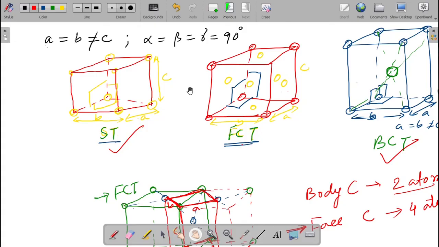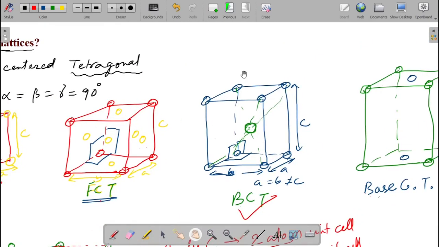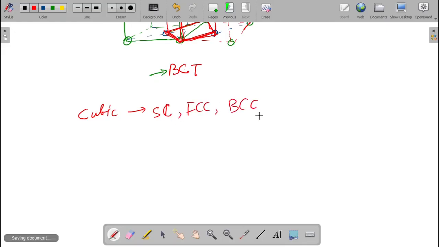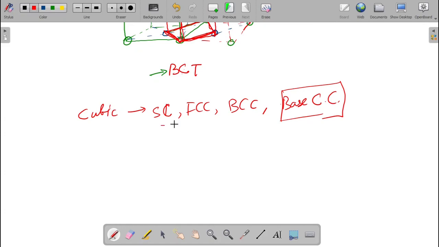Similarly, you can ask the same question for cubic unit cells. For cubic unit cells, you have simple cubic, face centered cubic, body centered cubic. You do not have base centered cubic. You can also start with base centered cubic, and you will see you will end up with one of these. So that's your exercise to figure out.